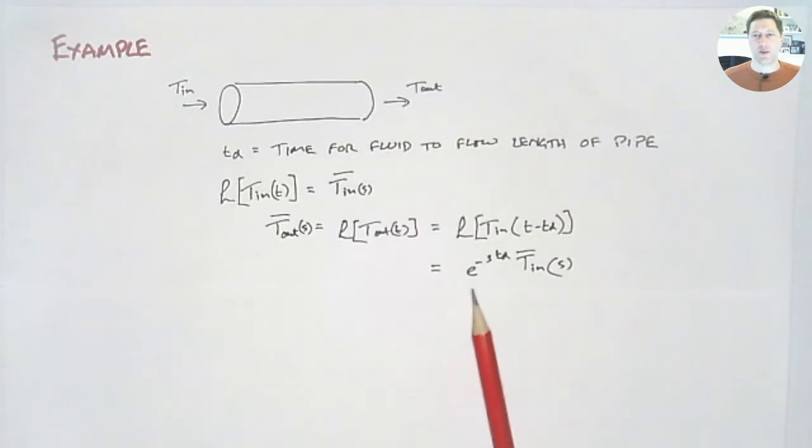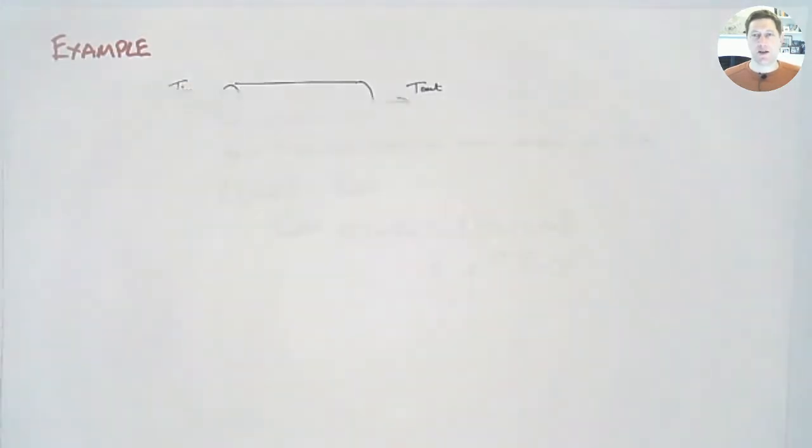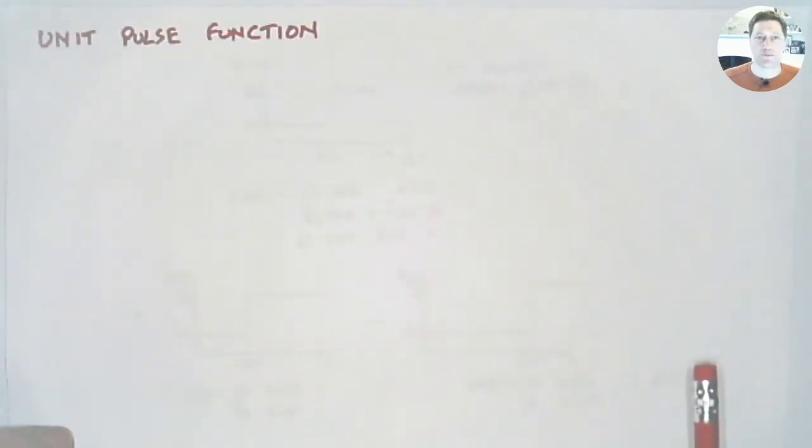So that can then be written very easily as e to the minus sT_d multiplied by the Laplace transform of the input T_in bar. So that's how that works. It's nice and simple, and again it incorporates another aspect of process control in a simple mathematical framework.